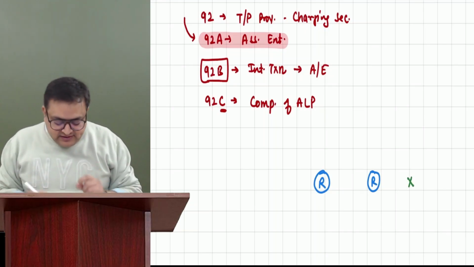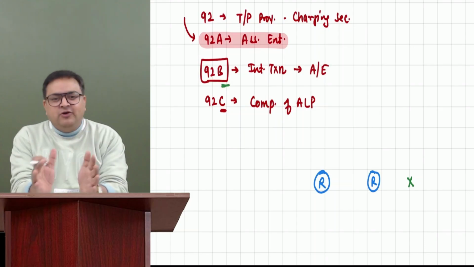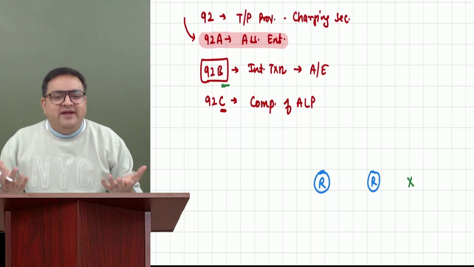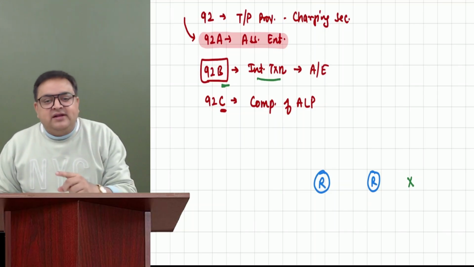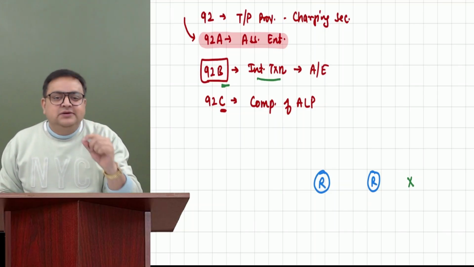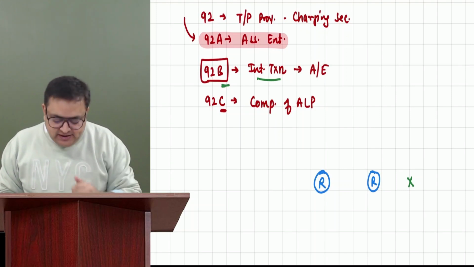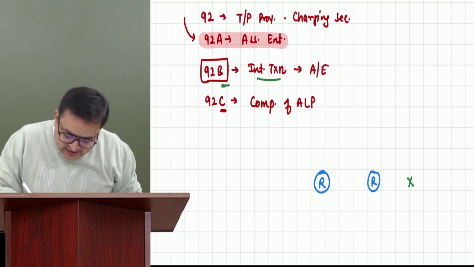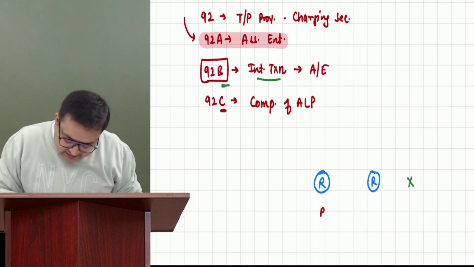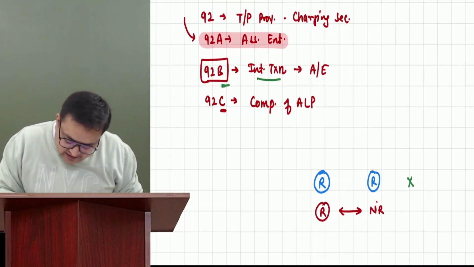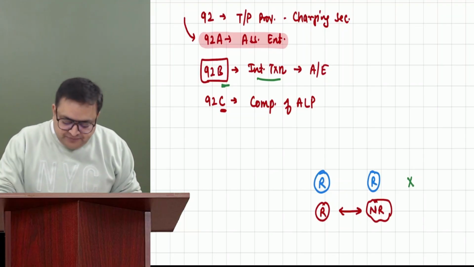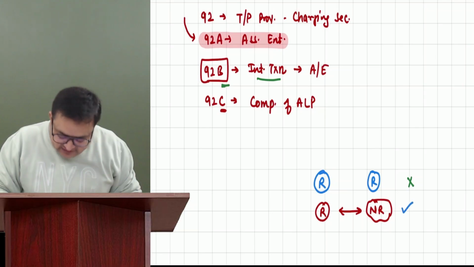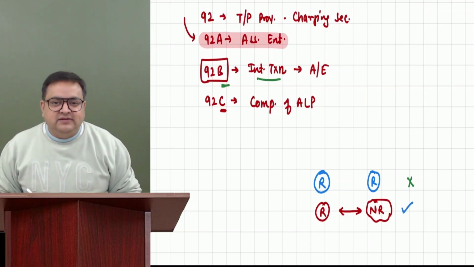This section 92B, it's very easy, guys. You don't have to learn it. The definition is such a sweet definition. It says that an international transaction should be a transaction where at least one party should be a non-resident. What does it mean? That one party is a resident, so the other party should be a non-resident. At least one party should be a non-resident. That is an international transaction. So will you say this is an international transaction? The answer is yes.